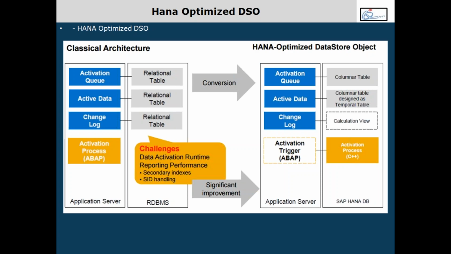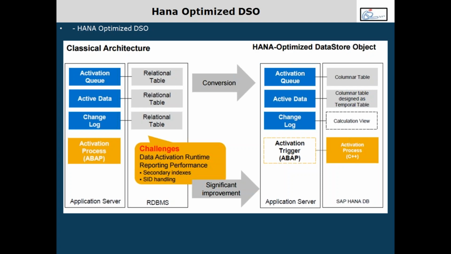Now, with BW 7.3 SP5, when they initially came out with BW on HANA, they introduced a concept called HANA optimized DSO or in-memory DSO. But later, due to some issues, that was taken out. So now there is no more concept of HANA optimized DSO or in-memory DSO.